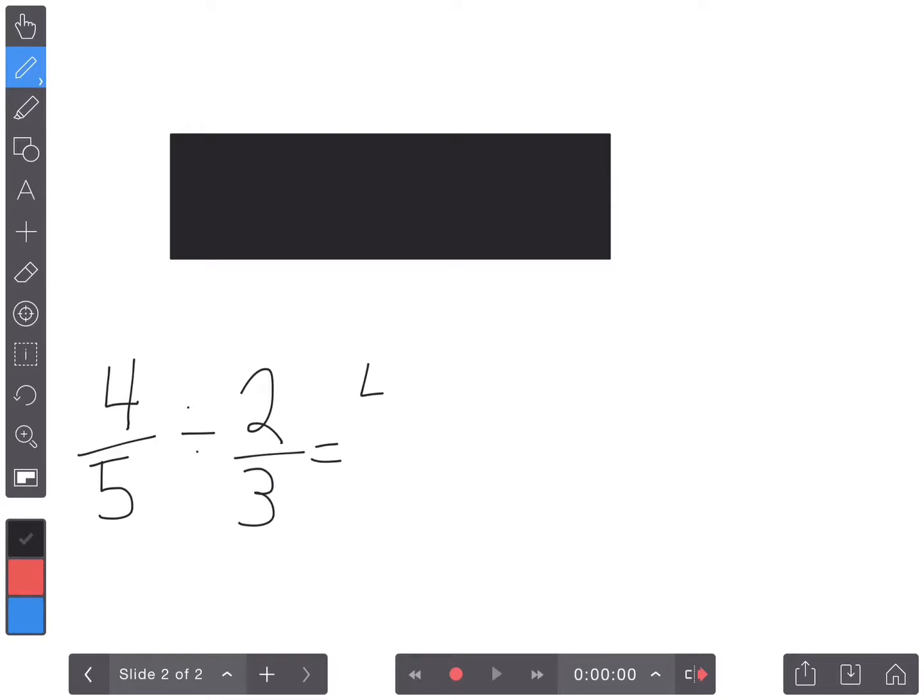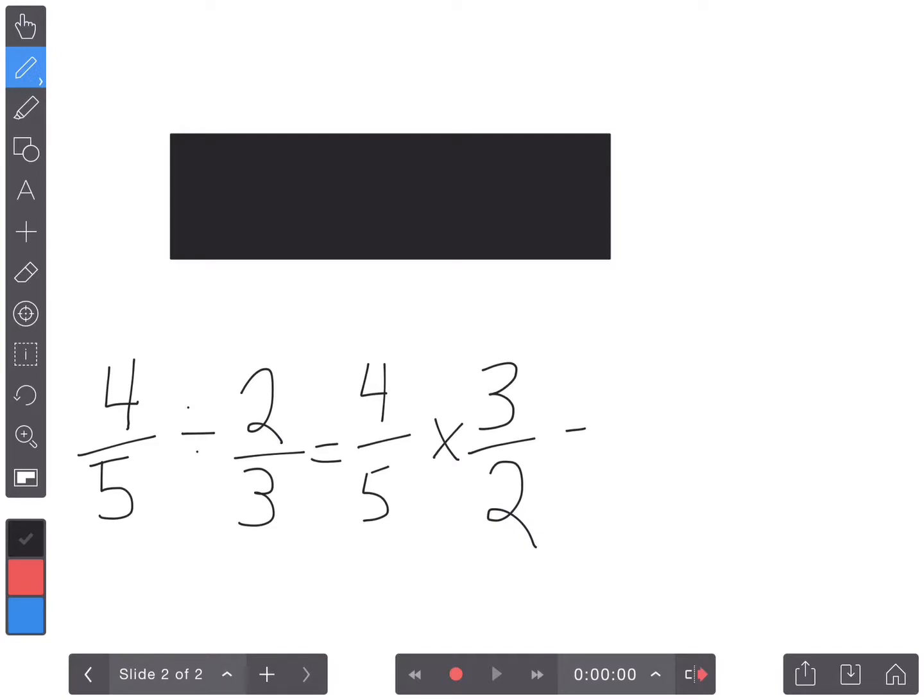I knew that I had to leave 4/5 the way it was. I knew that I had to change my division to multiplication, although I didn't know why I was doing this. And I also knew that I needed to use the reciprocal of 2/3. Again, I didn't know why.